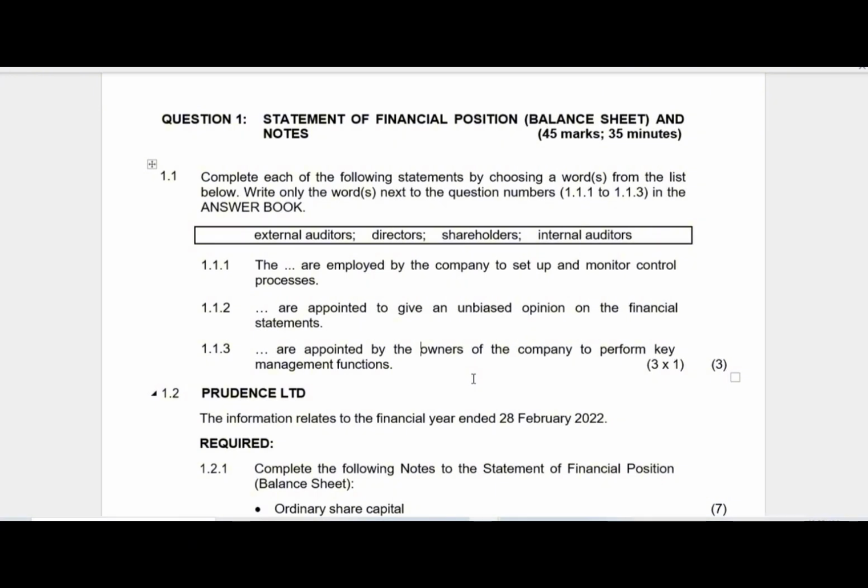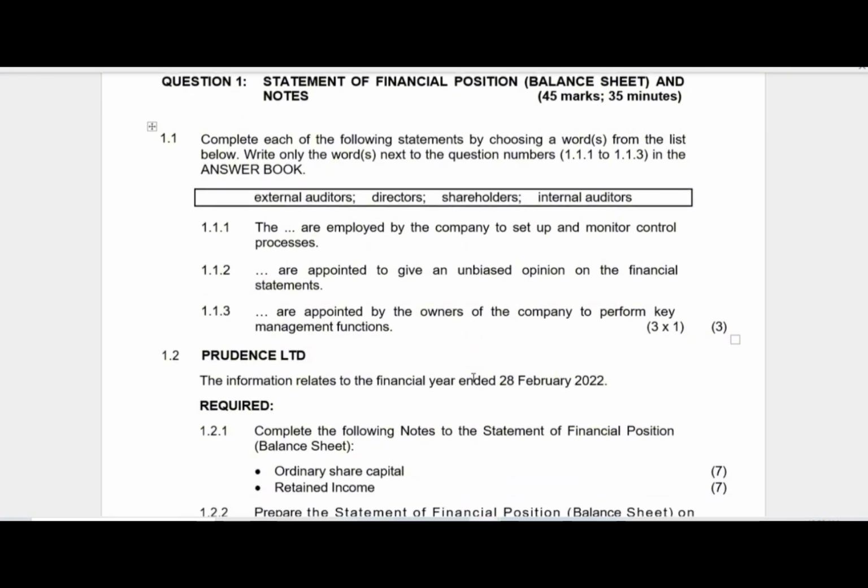And then 1.1.2, they're saying blank are appointed to give an unbiased opinion on the financial statements. That is external auditors. External auditors is your answer for 1.1.2. And then 1.1.3, they say blank are appointed by the owners of the company to perform key managerial functions. These are directors. Directors are appointed to do managerial functions in the company. Those are your answers. That is just an icebreaker, because I'm not interested much in the theoretical part, but I'm interested in where you have to deal with calculations and have a better understanding.